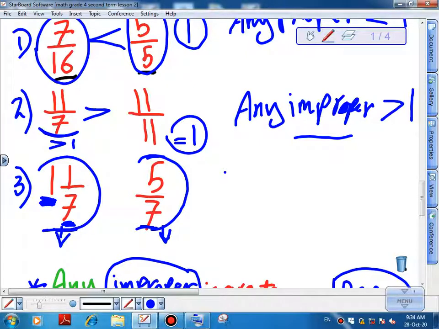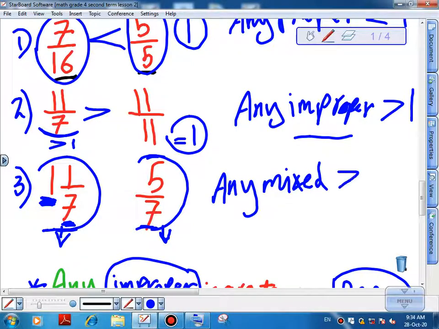A whole number. 1 and a half, 1 and 3 quarters, 1 and quarters is greater than any proper fraction. Any mixed number like this, 1 and 1 over 7, any mixed number is greater than any proper fraction.